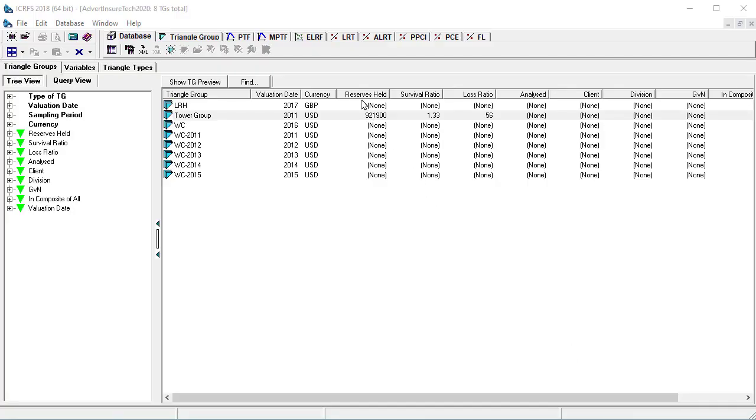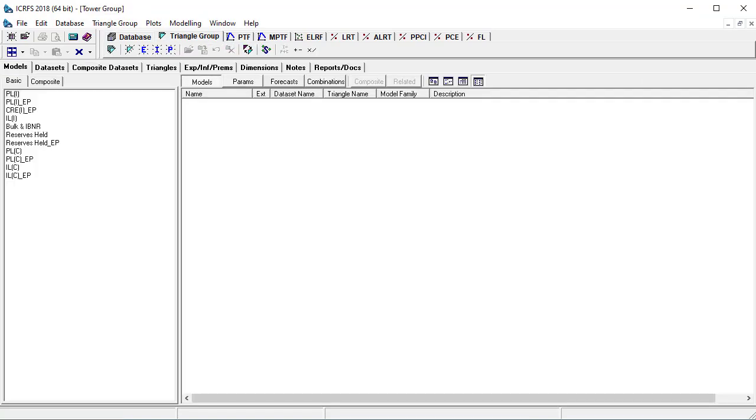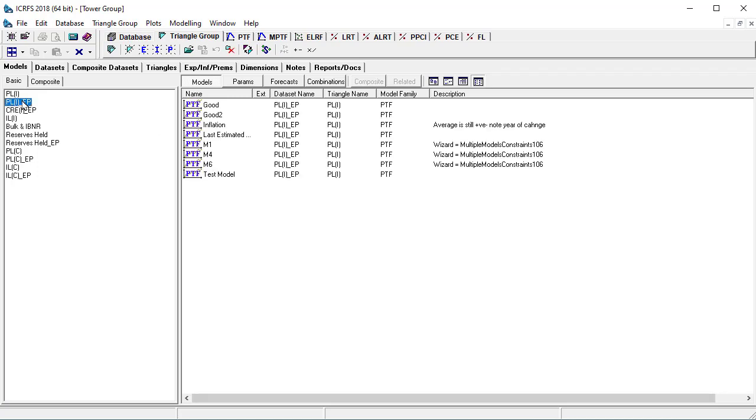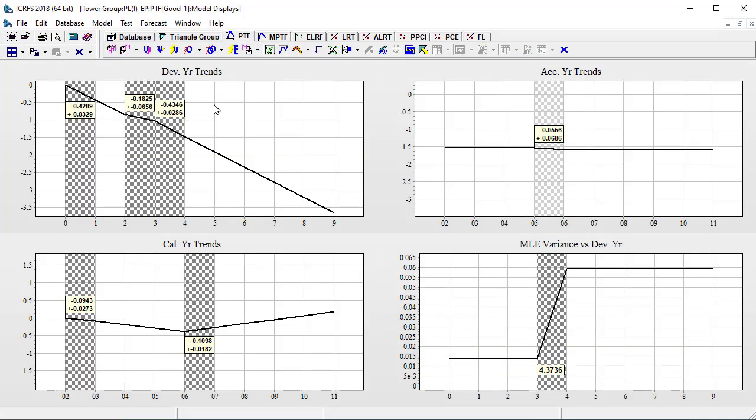Let's now look at the tower group data in the probabilistic trend family modeling framework. Just a reminder, the reserves held in 2011, this data comes from Best Schedule P as of 2011, was 922 million approximately, and the company had a survival ratio of 1.33, which is actually quite low for this company. Let's open it. We're going to look at the data using earned premium as exposure. We're going to open a model that's previously been designed for this company, dataset called Good.